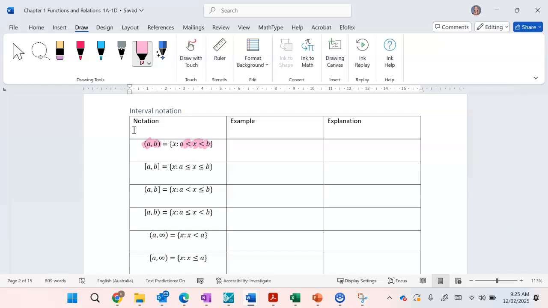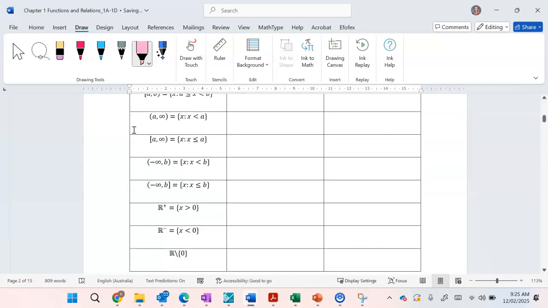whoever is assessing your work is not going to be kind to you and say, oh, they were on the right track. It's either right or wrong. So just making sure you understand that a curved bracket means that it is not included, and a square bracket means that it is included. All right, so when we do some questions in this video, hopefully that'll make more sense to you.